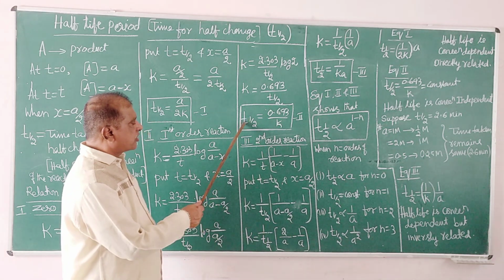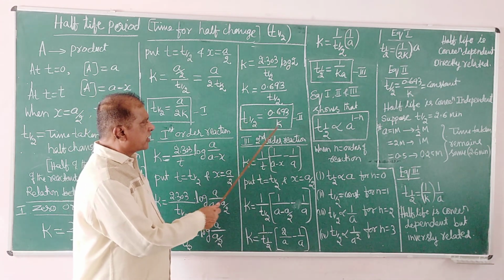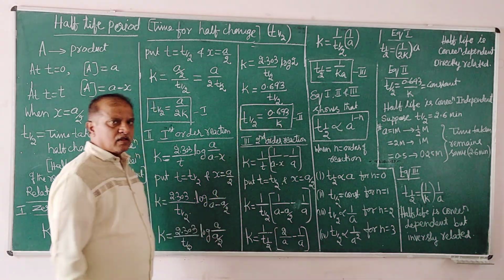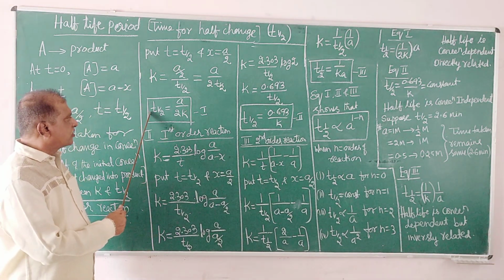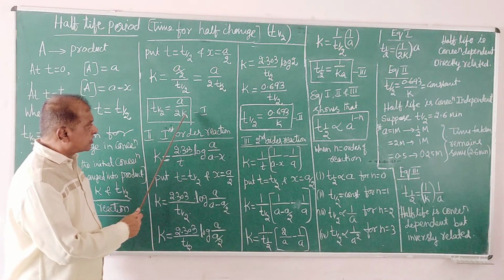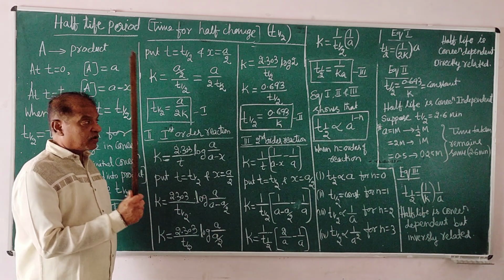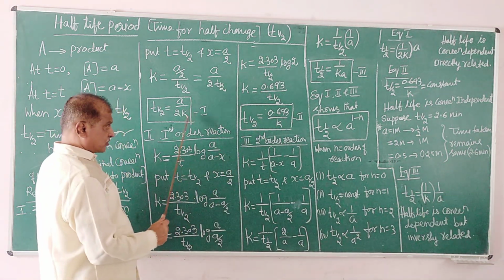This is the expression for half-life and rate constant for the first order. The previous expression was for the rate constant for zero order. Don't confuse, all are k only, for first order and second order.